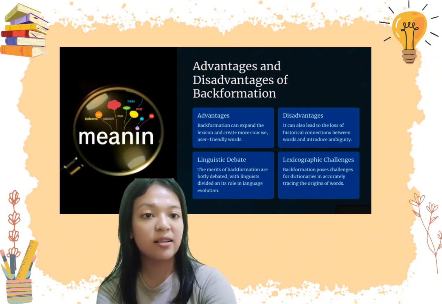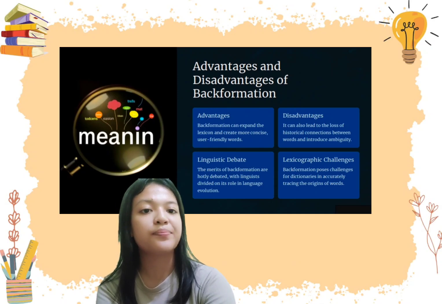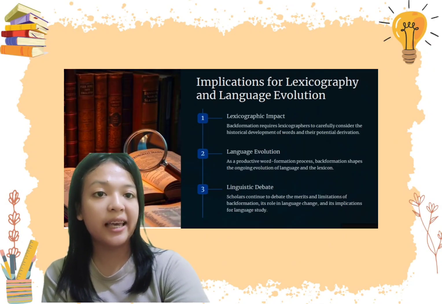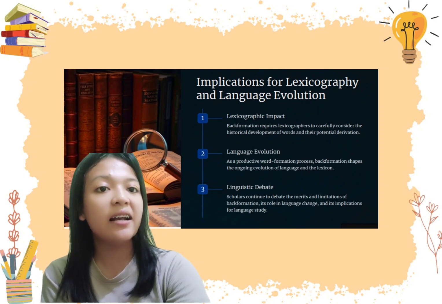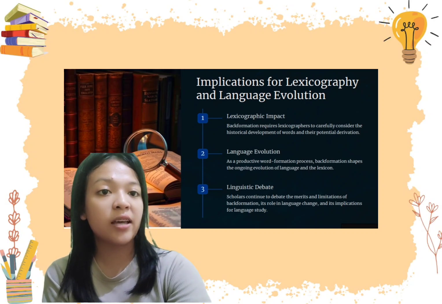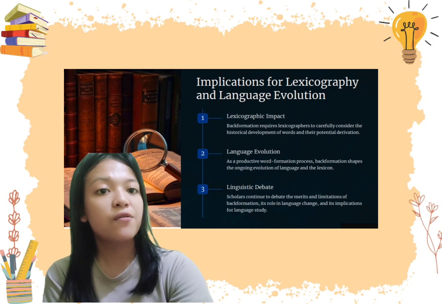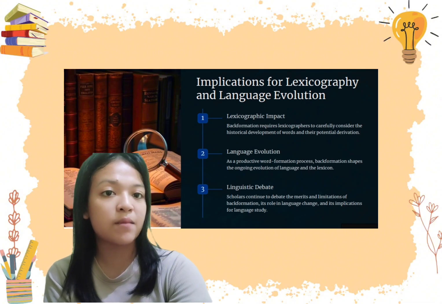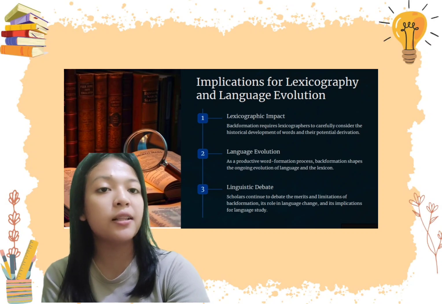Even with its challenges, back formation is an important part of how language changes. Okay, last point is implications for lexicography and language evolution. First, for lexicography, back formation makes it harder for lexicographers or dictionary makers to trace the origins of words. They must carefully study how words were formed. 2. For language evolution, back formation shows how dynamic language is. It's a process that helps language grow and adapt to the way people use it.